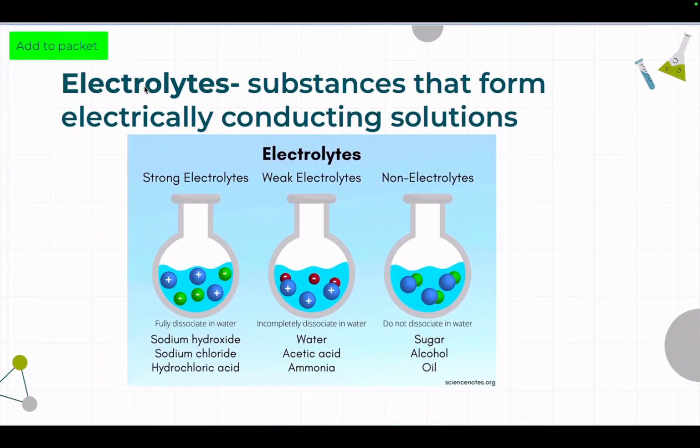So this is another thing I want to talk about. When something goes into solution, sometimes it's an electrolyte. It'll conduct electricity. We're going to focus right now on strong electrolytes, which are typically ionic compounds, strong acids, and strong bases. Weak electrolytes are things that partially dissolve and give ions. So weak acids do this, and weak bases are weak electrolytes. And then non-electrolytes are substances that don't dissociate into ions at all, such as sugar and oil and alcohol.